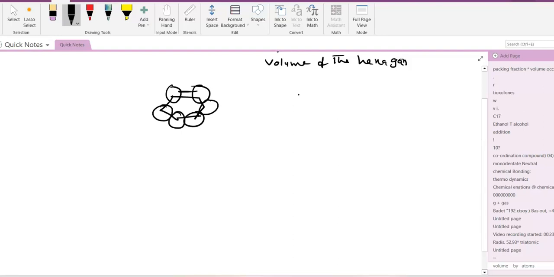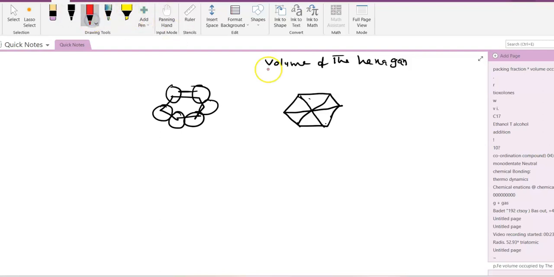If you observe this hexagon, we can divide it like this. The hexagon is formed like this. We can divide this hexagon like this: here one we can take like this, and another one like this, and another one like this. Each and every structure formed here seems to be a triangle. Then how many triangles are there? You check here: 1, 2, 3, 4, 5 and 6. 6 equilateral triangles are there.